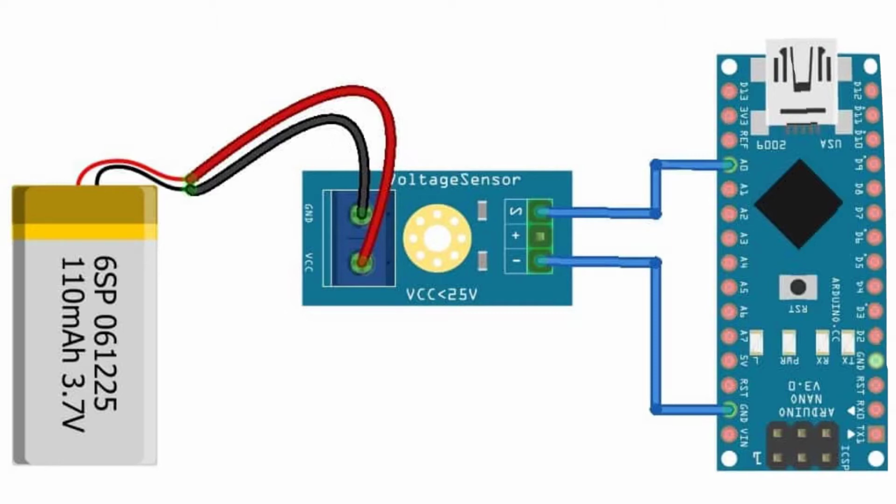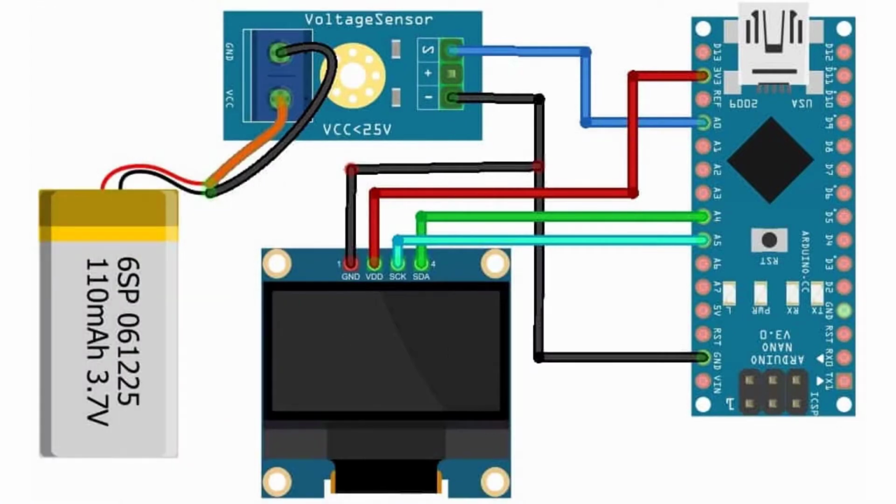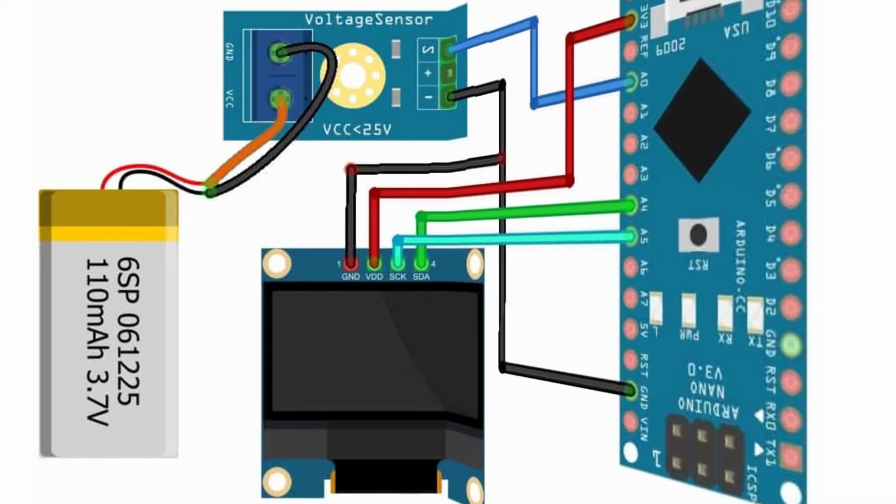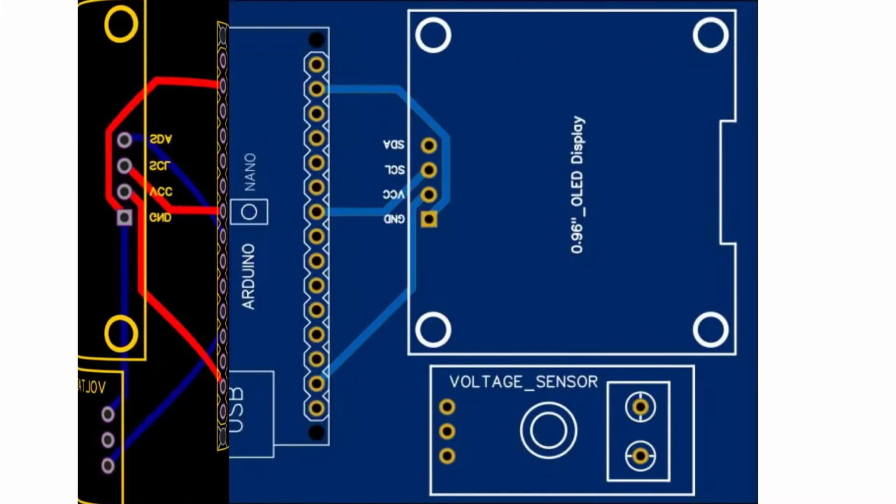Now let's interface the OLED display. The connection is fairly simple. Connect the VCC and GND pin of the OLED to the 3.3 volt and GND pin, and similarly connect the SDA and SCL pin of the OLED to the Arduino SDA and SCL pin, that is A4 and A5.